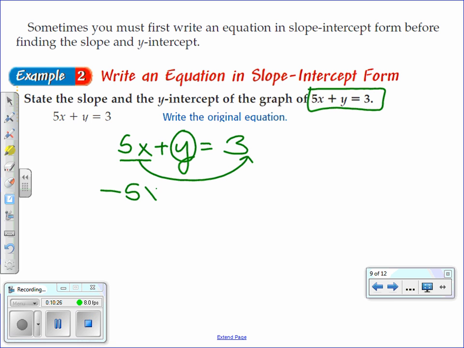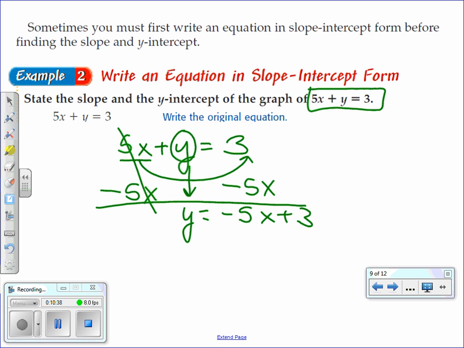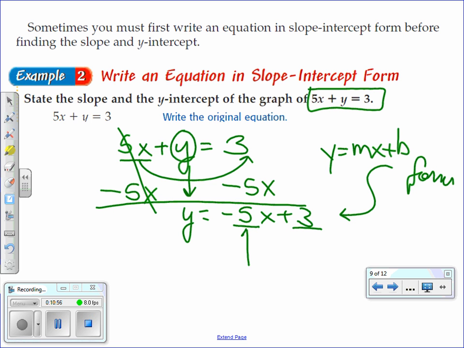So we're going to go minus 5x, minus 5x. Those two will cancel out. What does that leave us to bring down? y. y equals negative 5x plus 3. Now are we in y equals mx plus b form, or slope-intercept form? Yes, we are. We have the y by itself, we have negative 5x, and we have plus 3. What's our slope going to be? Negative 5. What's our b, or y-intercept, going to be? A positive 3. Okay.